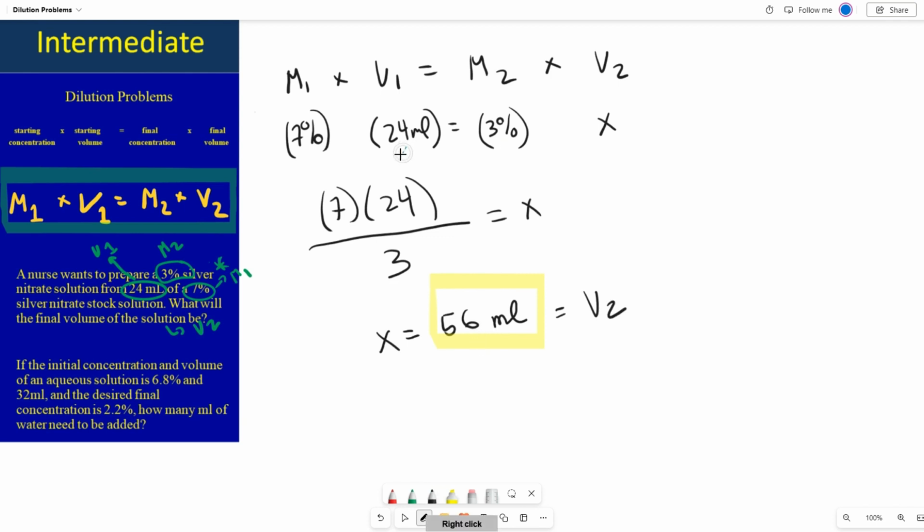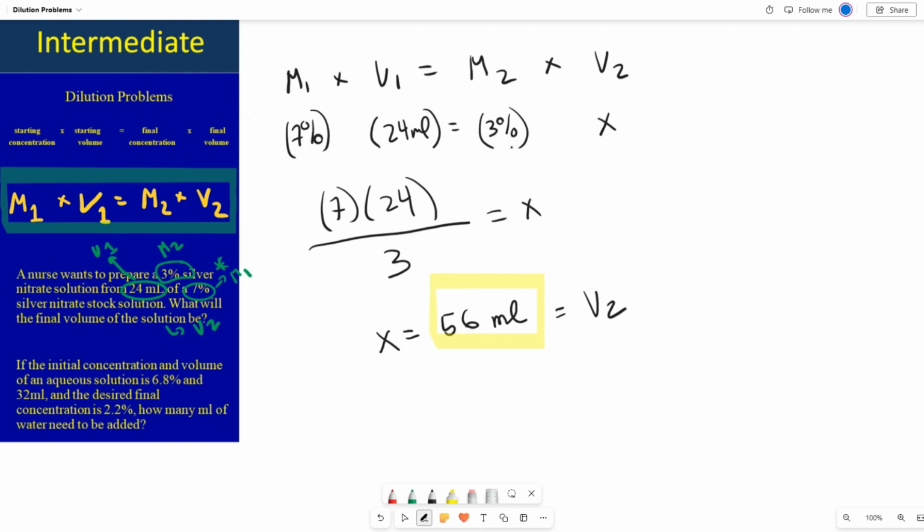That means you started with 24 milliliters at 7%, then you had to add enough liquid into here to get this 24 milliliters up to 56 milliliters. When you did that, you diluted the concentration from 7% down to 3%.